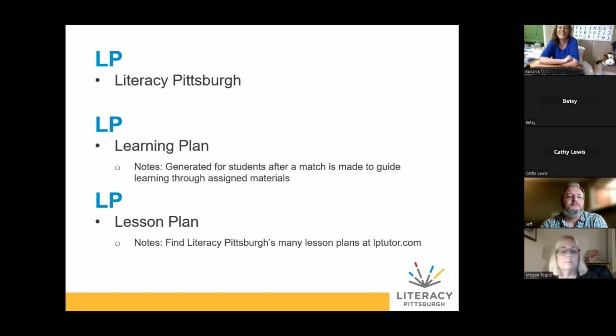And then there are 3 different LPs that you might come across, which got me in a little bit of trouble when I first started here. So LP could mean Literacy Pittsburgh. It could also mean learning plan, which is what is generated for students after a match is made to guide the learning through the assigned materials.